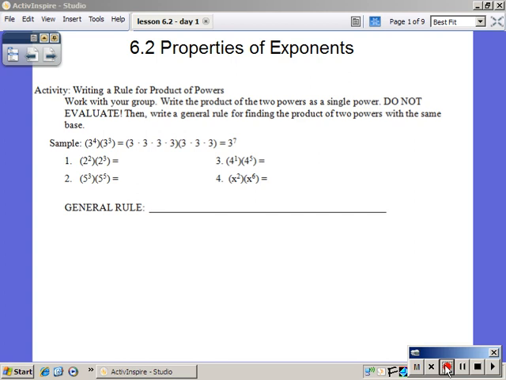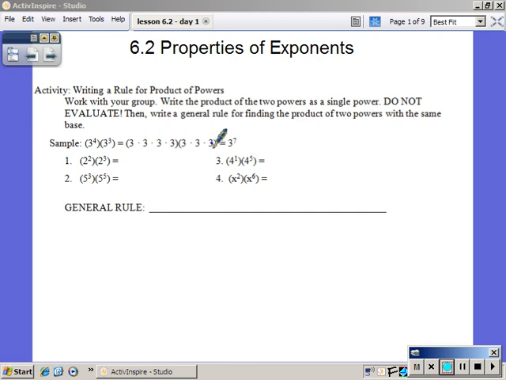It tells us 3 to the 4th times 3 to the 3rd. Remember, exponents really tell you how many copies of the base you have, how many times to multiply the base by itself. So 3 to the 4th means I have 4 copies of 3. I'm multiplying 3 by itself 4 times. So notice I did 1, 2, 3, 4. 3 to the 3rd means I'm multiplying 3 by itself 3 times. So there's 1, 2, 3.